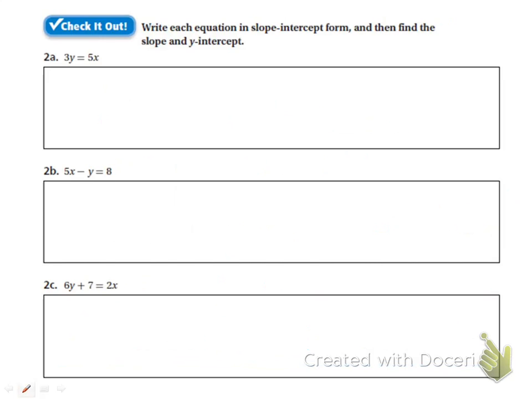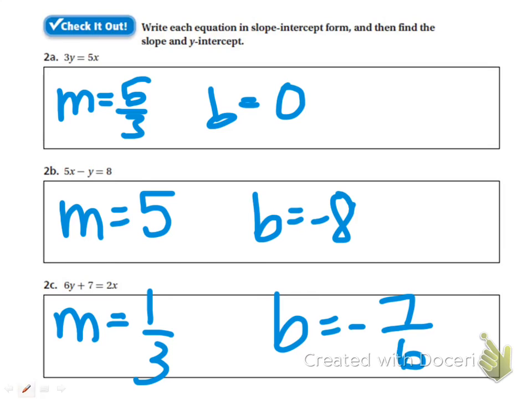Okay, I'd like you to check it out 2A, 2B, and 2C on your own. Please pause the video. Okay, and the answers are: number 2A, m equals 5/3, b equals 0. 2B, m equals 5, b equals negative 8. 2C, m equals 1/3, b equals negative 7/6.